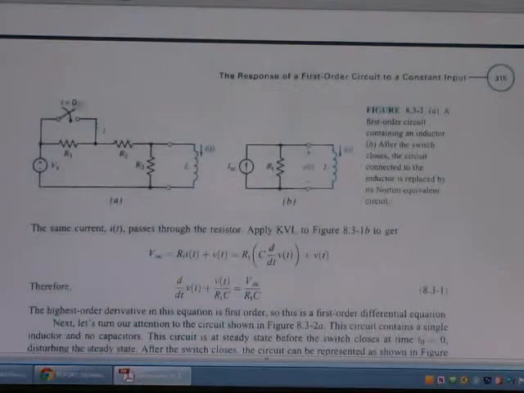So for the first order circuit, when the switch is on, we can find the current. In this case, VOC can be calculated as RT iC plus vC. So RT multiplied by C dv/dt plus vC. So dv/dt plus vC by RTC equals VOC by RTC. That equation we can write down.